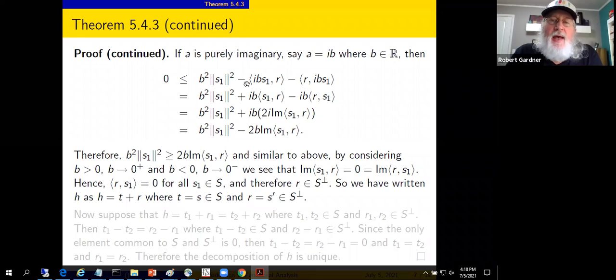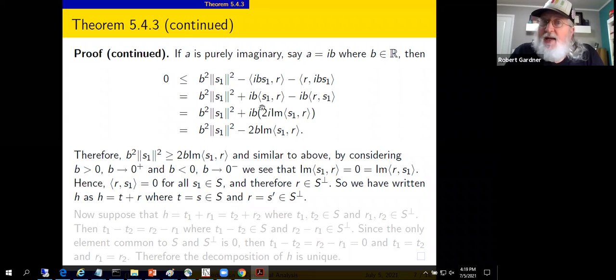Here's the inequality we had, except we've replaced A with IB. So we've made that replacement. We had an absolute value out here, so we've picked up simply B squared. B itself is real. Here's the IBs that have appeared inside those inner products.